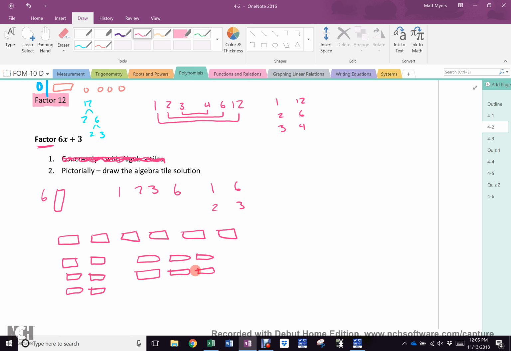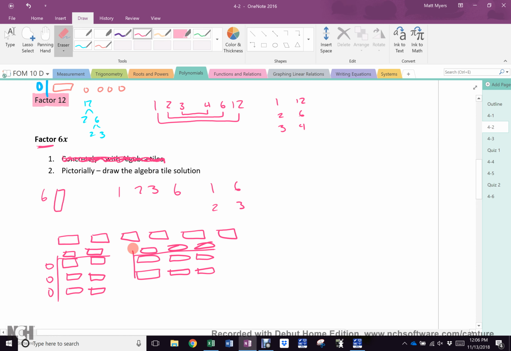Okay. Now, if I only had 6 and I said factor it, is this factored? Can I put either of them in the rectangle? Could I do this? 1 by 6. Would that work? Okay. Could I do this? 3 by 2. Would that work? Could I do this? 2 by 3. Would that work? So everyone's cool with the 6x, yeah?